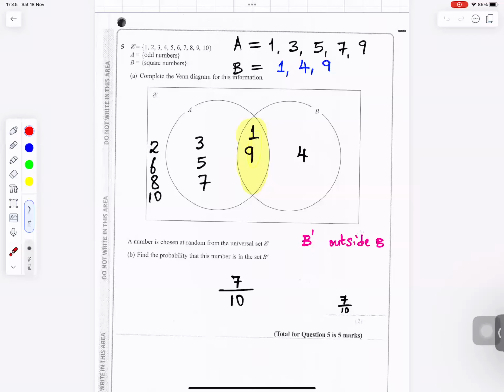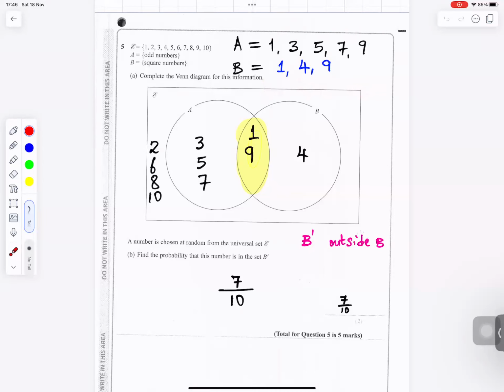Question 5. It gives you that symbol there, the set of all the elements. That's a Greek letter. A is odd numbers, B is square numbers. The numbers go from 1 to 10. Which ones are square numbers and which ones are odd numbers? Odd numbers are 1, 3, 5, 7, 9. Square numbers are 1, 4, and 9 because 1 times 1, 2 times 2, 3 times 3. That's how we got the square numbers.